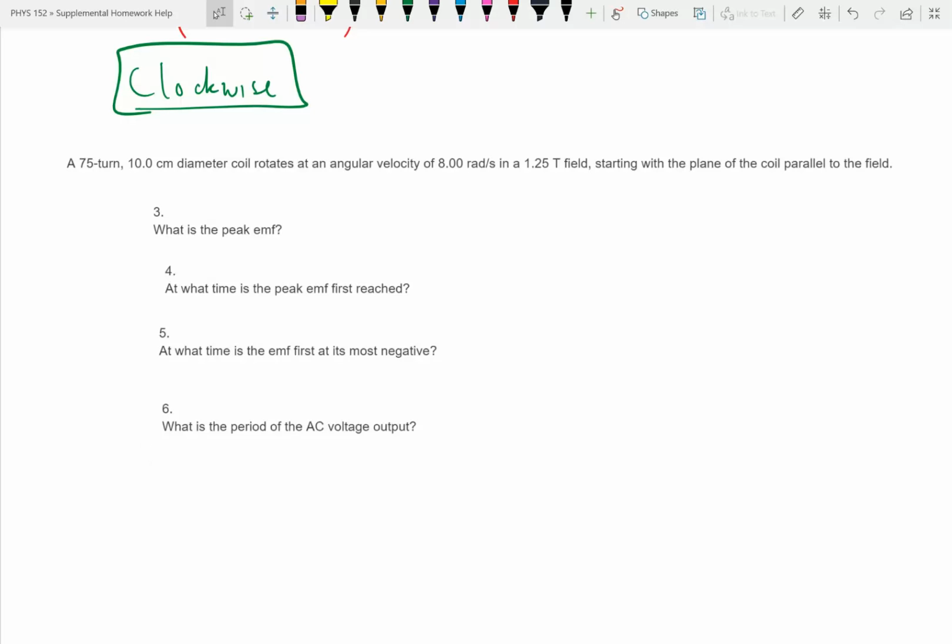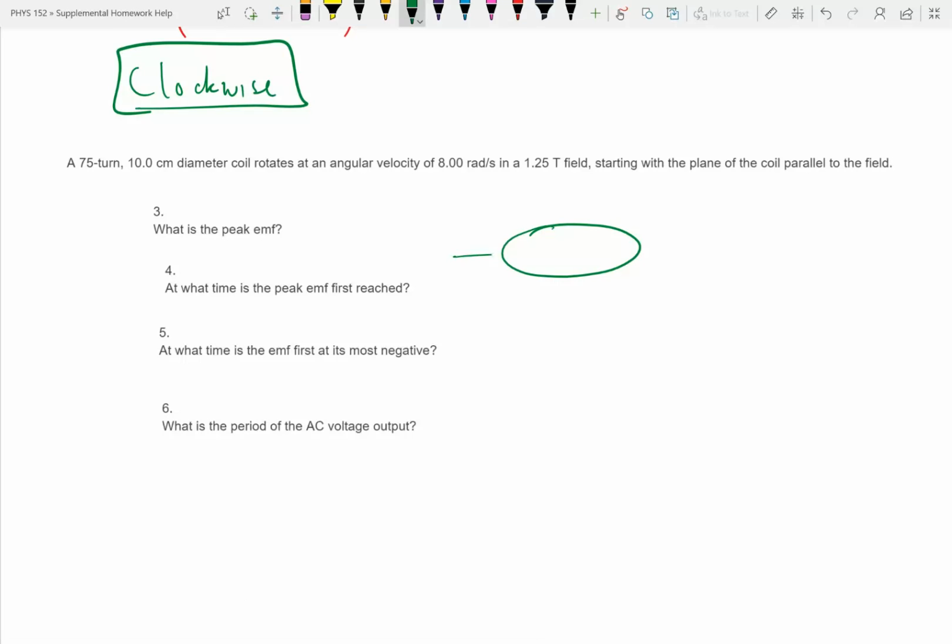Okay, so now we can read the problem. A 75 turn, 10 centimeter diameter coil rotates at an angular velocity. So we're going to say that we have a coil here. So here's my axis of rotation. And it has diameter equal to 10.0 centimeters. And it has N equals 75 turns. And it has angular velocity omega is 8.00 radians per second.